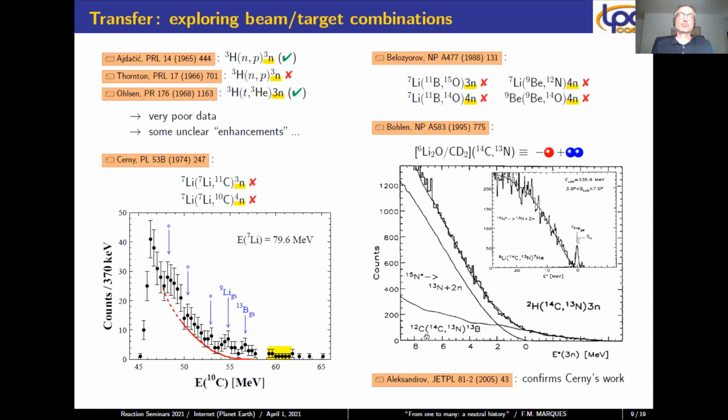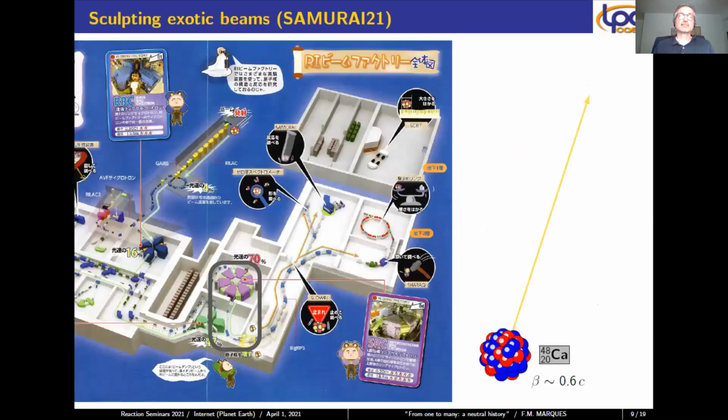So in order to improve from all this family of experiments, we thought that we could use neutron-rich beams. And this is just a slide to show you, for those that don't know, how they are produced. This is an example for the production of oxygen-28, for example, at Riken. Here you have a primary beam, calcium-48, that is accelerated, in this case to 60% of the speed of light. And then you break it.